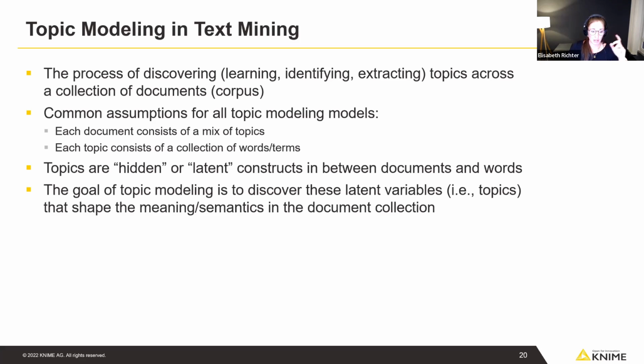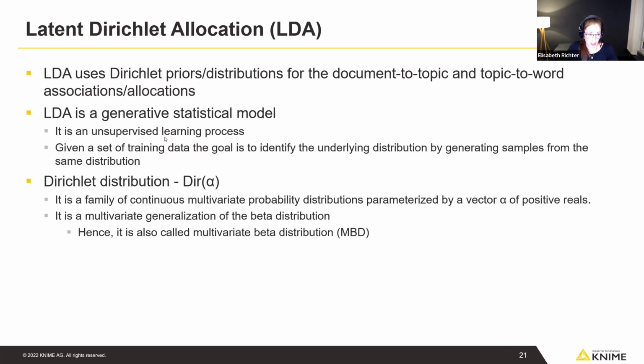So what is the whole point of topic modeling? The whole point is to use the algorithm to discover the topics so that then we can go ahead and interpret them and pull out the meaning or the semantics from our corpus. And to do this, we use a tool in KNIME, which is called LDA, which stands for Latent Dirichlet Allocation.